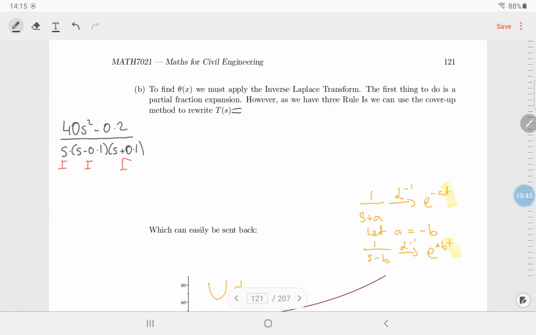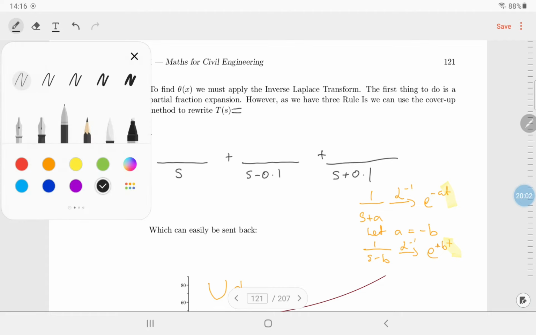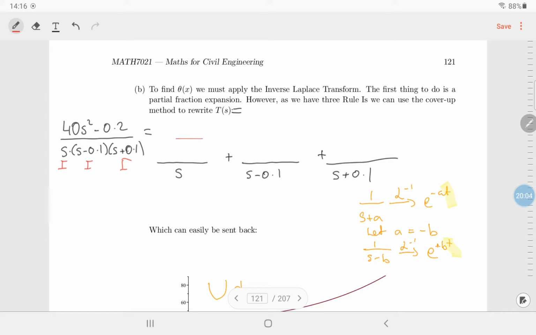So the partial fraction theory tells us it's going to be something over s, plus something over s minus 0.1, plus something over s plus 0.1. You can do it with a, b, c, say that these must be equal, and proceed like that. But if it's all rule 1s, you can do the cover-up method, which is far easier.